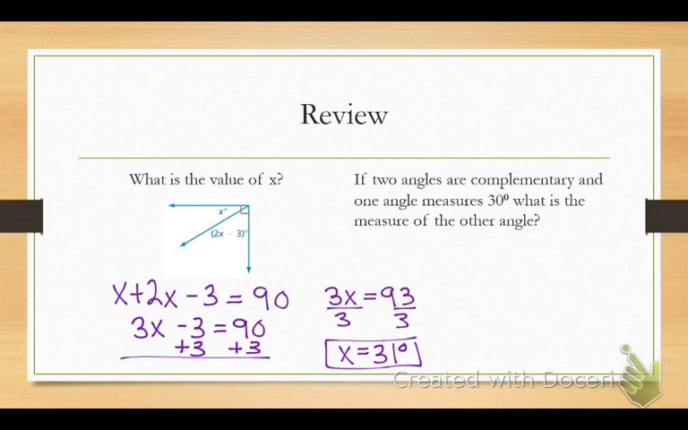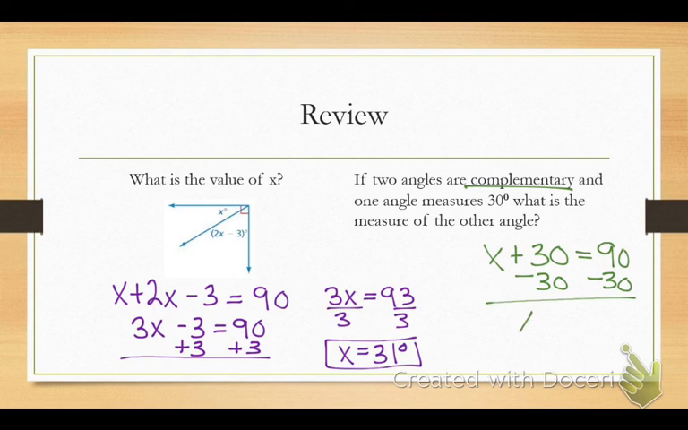Now, to answer the second question, if two angles are complementary again, and one angle measures 30, what is the measure of the other angle? Well, if you know that they have to equal 90, the only option would be what number plus 30 equals 90? Well, you could do your opposite operations again, and then you would say x equals 60 degrees.